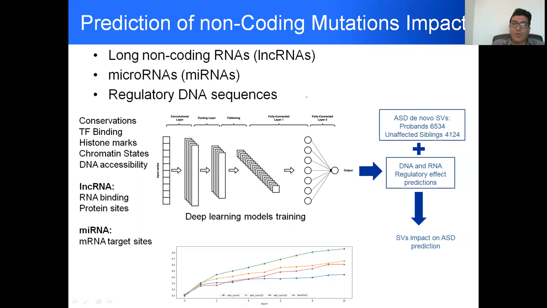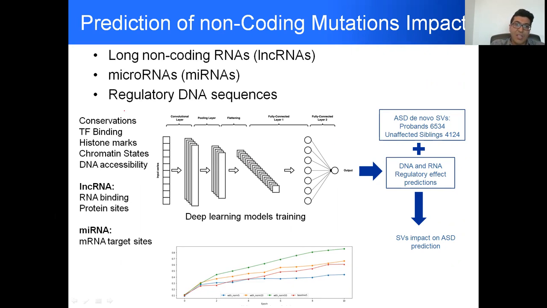So the problem is we don't know which of the genetic variations is actually meaningful. So we need to develop a computational algorithm to predict which of the genetic variations is actually meaningful. The best way to do that is to train a deep learning model and try to predict the impact of each genetic variation on the disease.